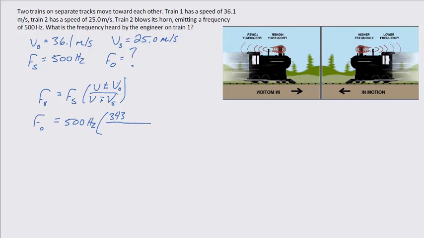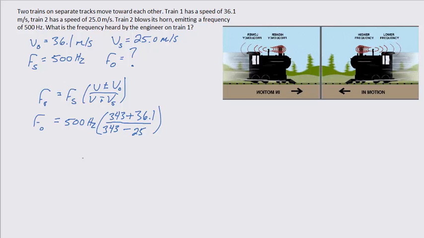Since our observer is approaching the source of our sound, he's going to hear a higher frequency. In order to hear a higher frequency, our numerator must have a higher value. So in order to get a higher value, we would have a plus sign in our numerator. So plus 36.1 meters per second divided by the speed of sound plus or minus the velocity of our source, which was 25 meters per second. And since our source is moving towards the observer, we'll hear a higher frequency. In order to get a larger value, our denominator must have a negative sign.